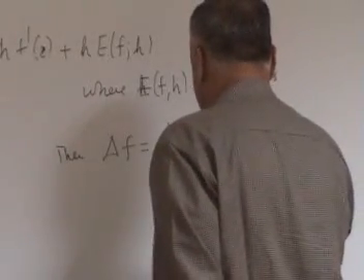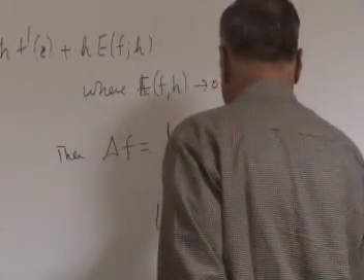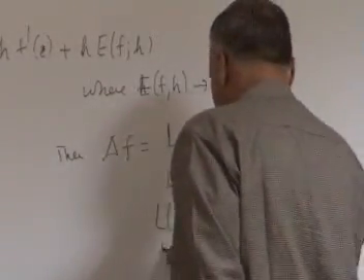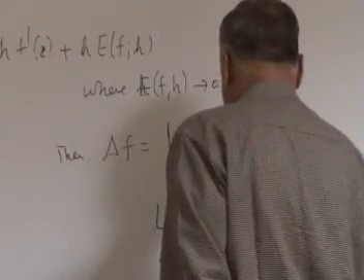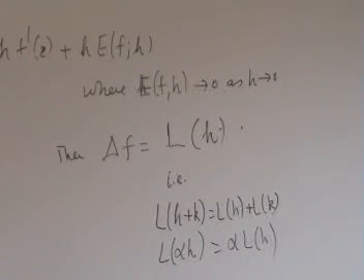Which is L(H plus K) is LH plus LK, and L(alpha H) is alpha LH. This is what I mean by linear: as a function of H it is a linear function of H, a linear transformation. It preserves superposition.